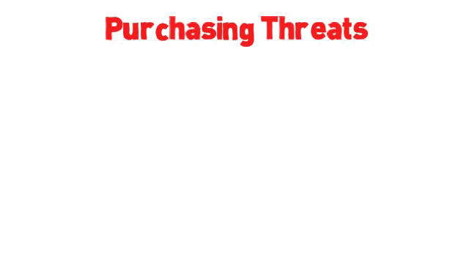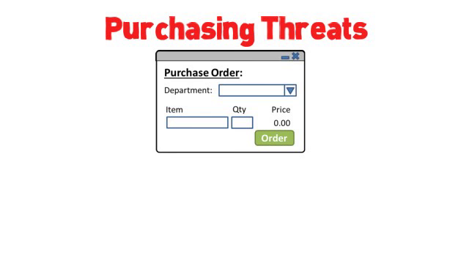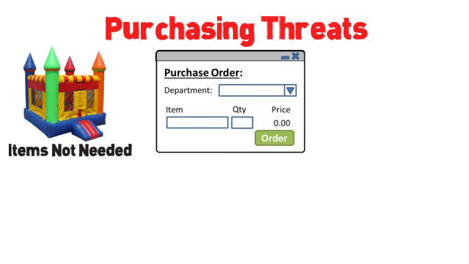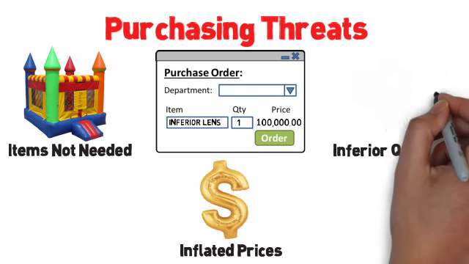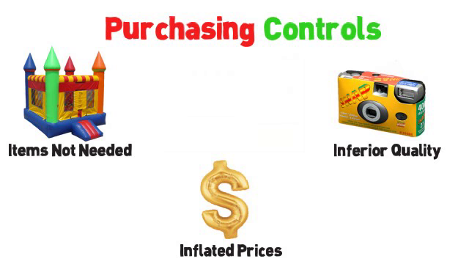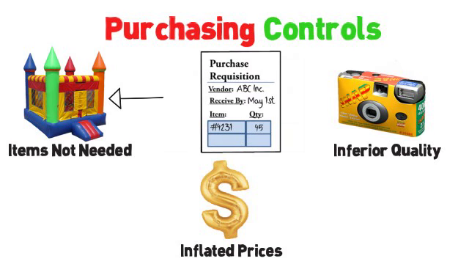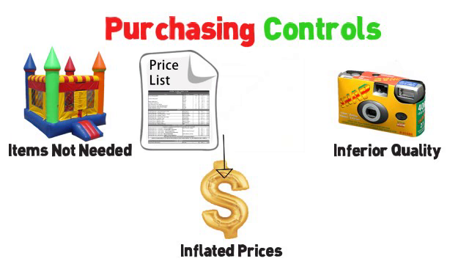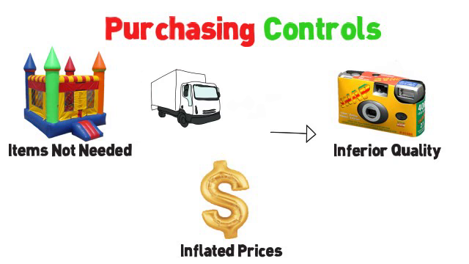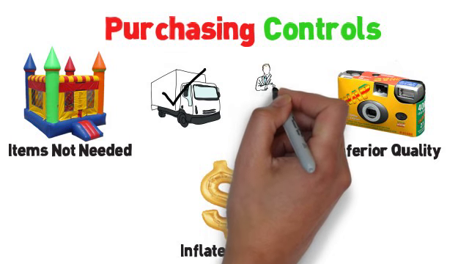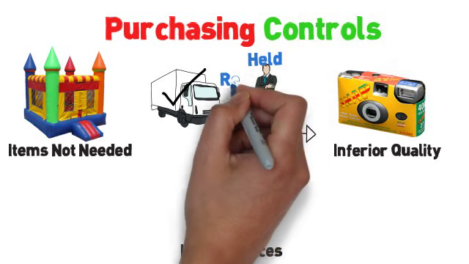Now let's move to purchasing threats. These threats include purchasing items not needed, ordering at inflated prices, and ordering items of inferior quality. Now here are the controls for these threats. For items not needed, you can require the approval of purchase requisitions. For purchasing at inflated prices, you can use price lists along with competitive bidding. And for items of inferior quality, you can purchase only from approved suppliers, as well as hold purchasing managers responsible for rework and scrap costs.